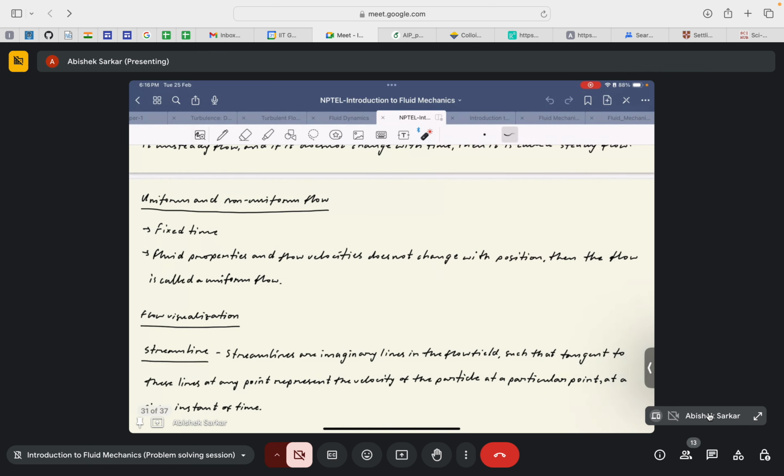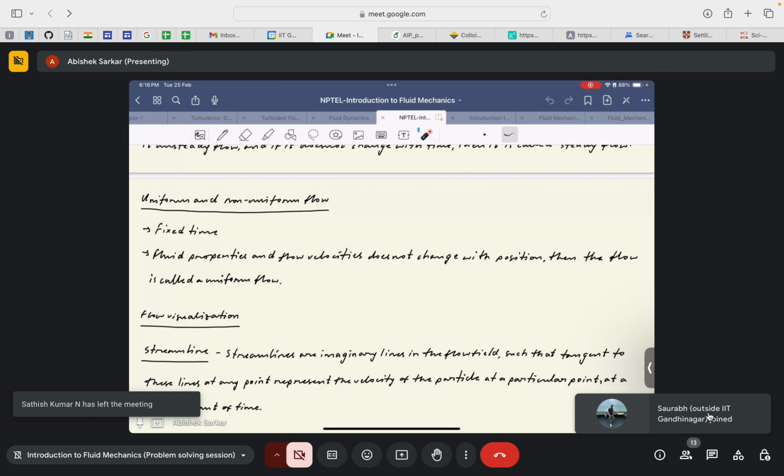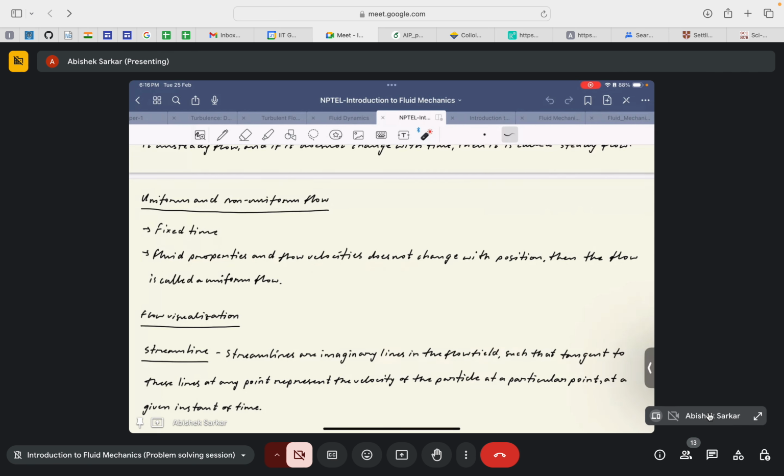Similarly, we discuss uniform and non-uniform flows, where this analysis is done for a fixed instant of time, and we see whether the fluid properties or the flow velocities change with position, or basically the spatial coordinates. Okay, so if the fluid properties and the flow velocities do not change with position for a fixed time, then the flow is called a uniform flow, or else it is called a non-uniform flow. And again, there was a very extensive discussion by Professor Chakraborty regarding the special cases where the flow can be steady and non-uniform, and where the flow can be uniform and unsteady.